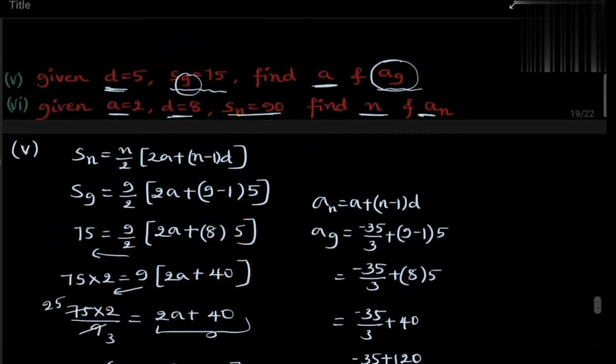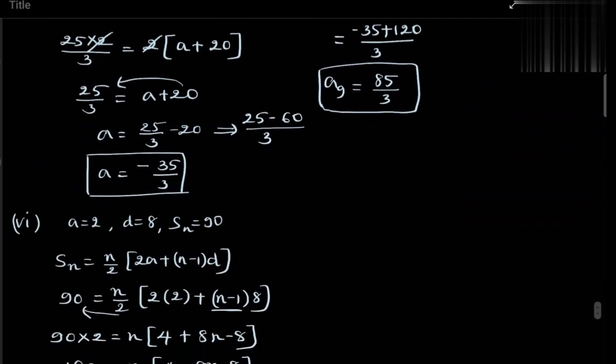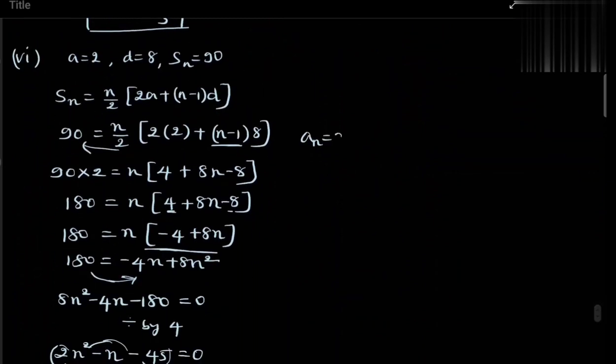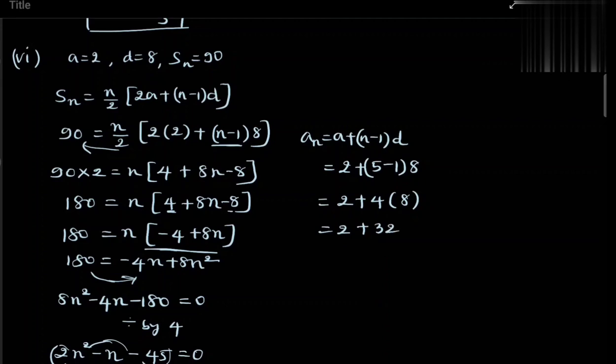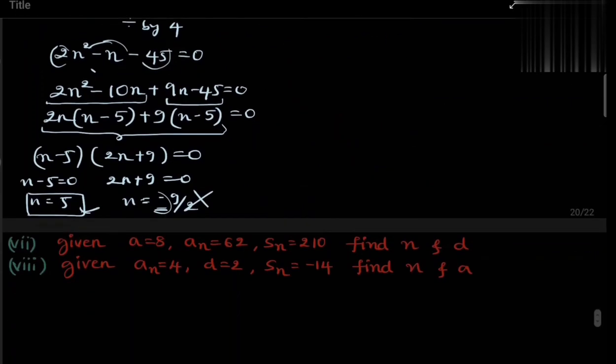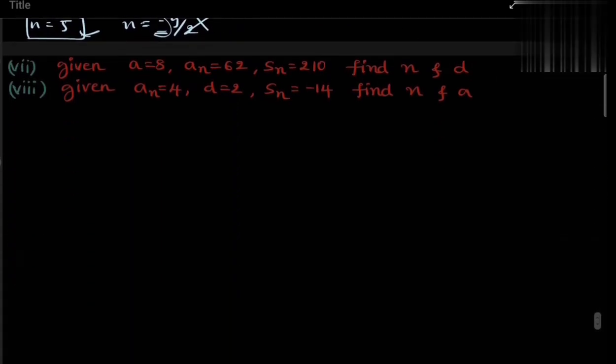Next we want to find an. For the 6th one we have already found the number of terms. Now next we want to find the nth term. We know the formula, right? The nth term of an AP, that is an is equal to a plus n minus 1 into d. Here a is 2, n is 5, minus 1, d is 8. So 2 plus 5 minus 1 is 4, into 8. So 2 plus 4 eights are 32. So 2 plus 32 is 34. Therefore the nth term of this AP is 34 and the number of terms is 5. Next, move on to the next question.